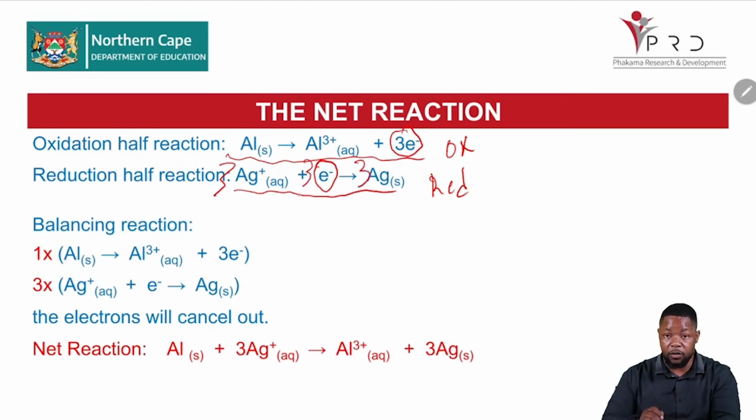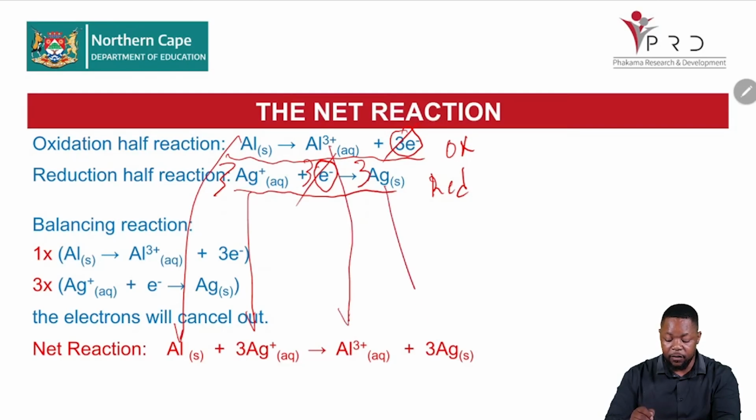When we multiply, we do not multiply the electrons only, we multiply everything in that reaction. Therefore, that will be 3 Ag+ plus 3 electrons, which yields 3 Ag solid. Now, after doing this, the electrons are equal, so we can cancel them out. Then we have the aluminium and the silver ions on the left, and on the right we have the aluminium ions and the silver solid. And this reaction is now balanced.